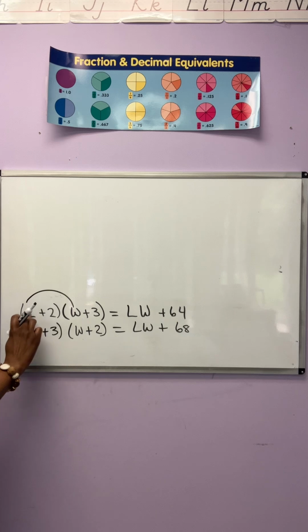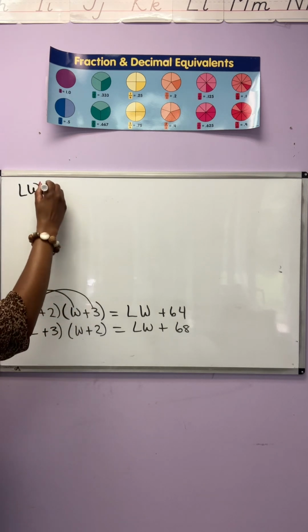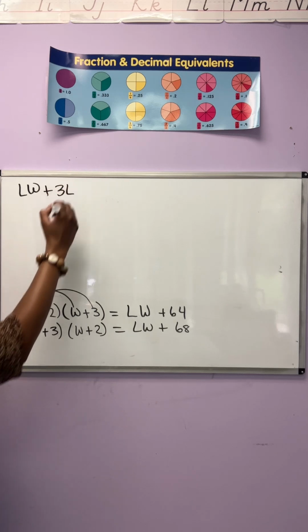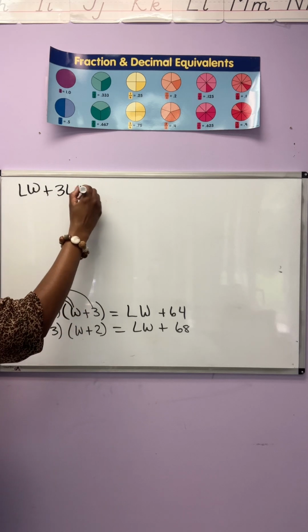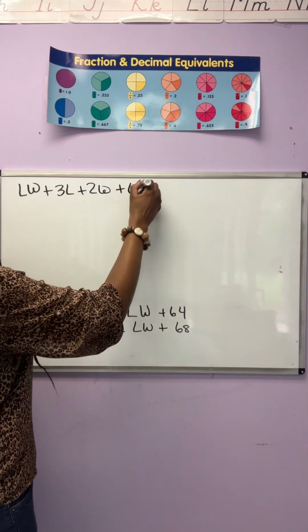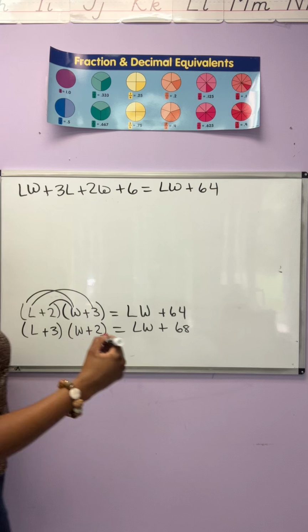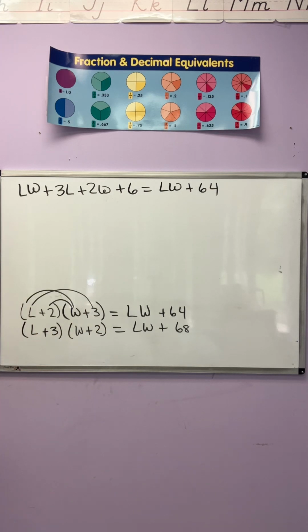So if we FOIL this, you have LW plus 3L plus 2W plus 6, and that equals LW plus 64. So that was our first equation.